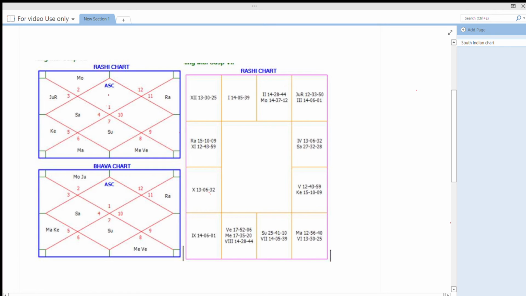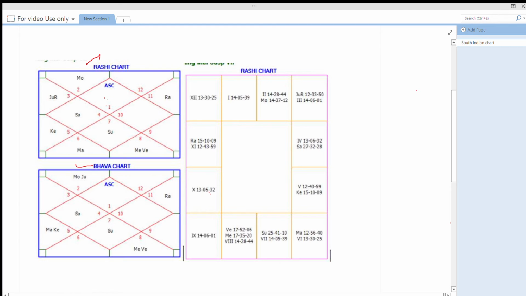We know that this is our North Indian style chart. In any horoscope, we usually see one Rashi chart and one Bhava chart. And why are these two charts there? I'm pretty sure you know that, so I'm not going into that detail. I'm just going to focus on the difference.